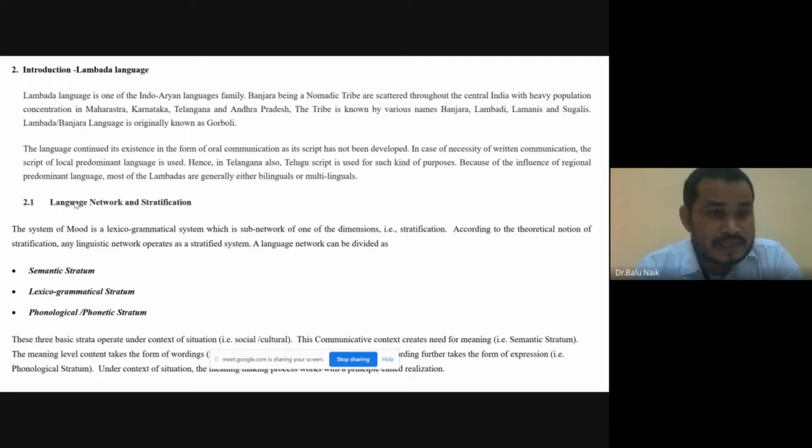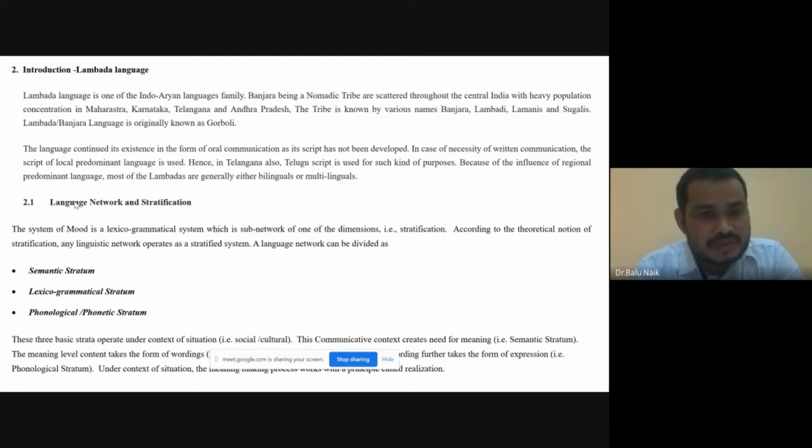Introduction of Lambada language. Lambada language is one of the Indo-Aryan language family. Banjara, being nomadic tribes, are scattered throughout central India with heavy population concentration in Maharashtra, Karnataka, Telangana and Andhra Pradesh. The tribe is known by various names: Banjara, Lambadi, Lamani and Sugali. The Lambada Banjara language is originally known as Gorboli.